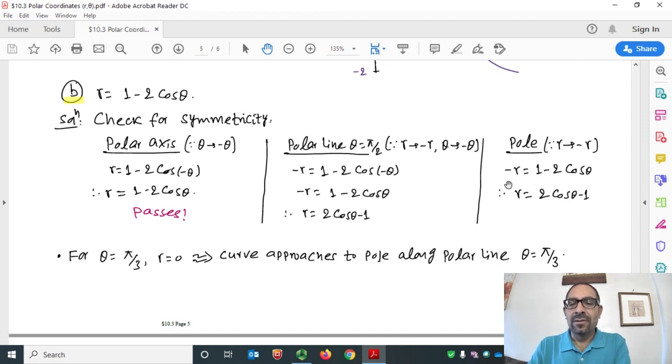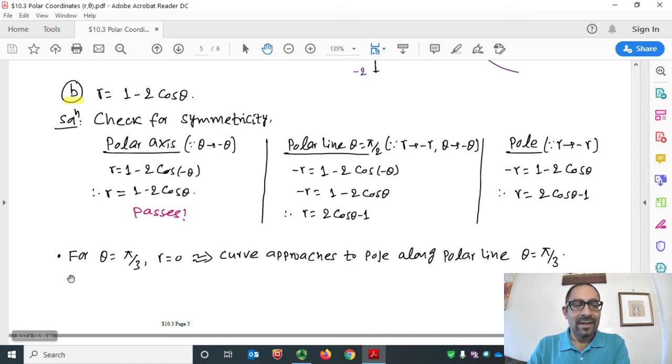Let's go to the pole symmetry. We change r to minus r. Then minus r equals 1 minus 2 cosine theta. So this gives me a different equation. So again it fails the pole symmetry. So the given equation is symmetric about the polar axis.